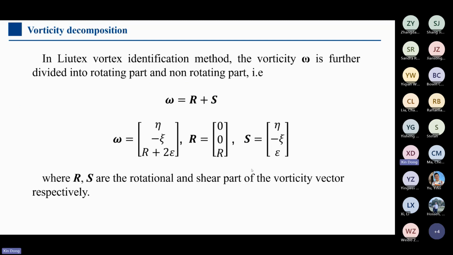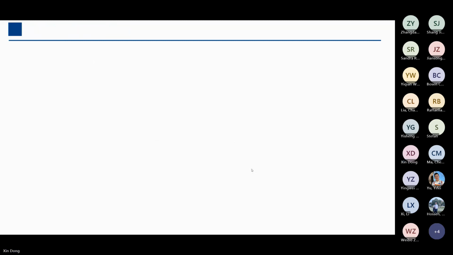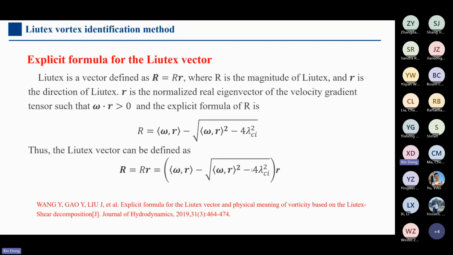In the Liutex vortex identification method, the vorticity omega is further divided into a rotational part and a non-rotational part, that is the formula following, where R and S are the rotational and the shear part of the vorticity vector respectively. And for the explicit formula of the Liutex vector, Liutex is a vector defined as R times r, where R is the magnitude of Liutex and r is the direction of Liutex. It is the normalized real eigenvector of the velocity gradient tensor, such that omega dot r is positive. And the explicit formula of R is the formula following. So the Liutex vector can be defined as this formula following.